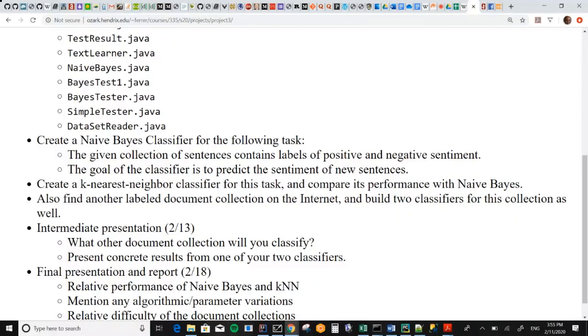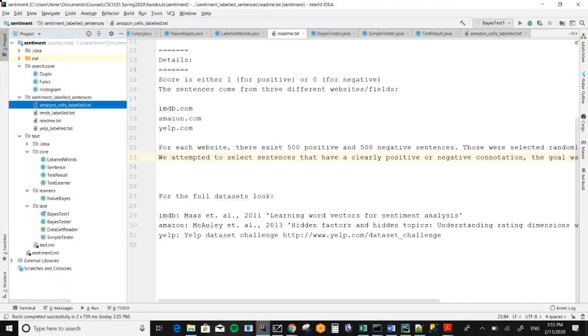So let me give you a very brief tour of the code and the data set. The data set is present as sentiment labeled sentences. There are three different files. One is from the Internet Movie Database, one's from Amazon.com, and one is from some Yelp reviews. And there are 500 positive and 500 negative in each set.